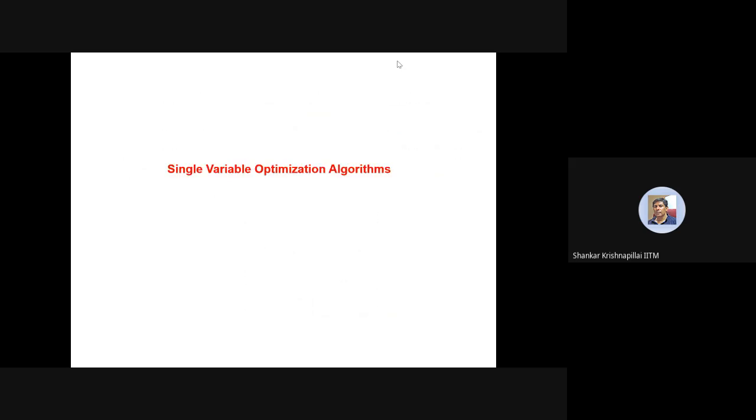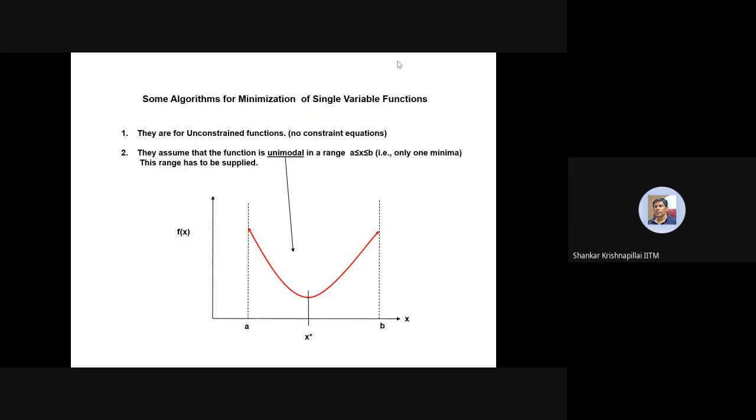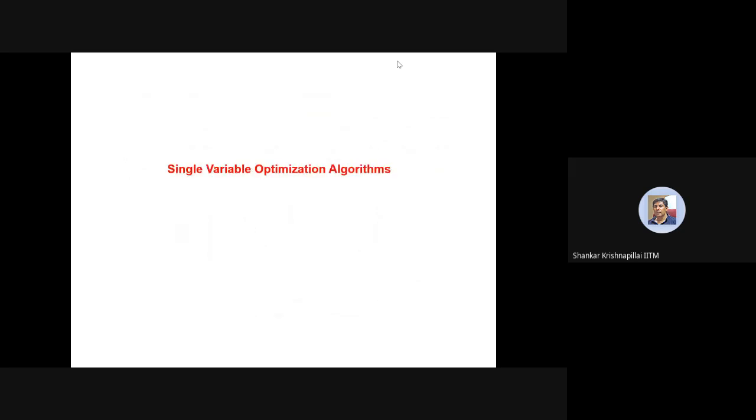I think we can stop here now. The single variable optimization algorithm we can start in the next class, because those algorithms are a bit complicated. We start this in the next class.